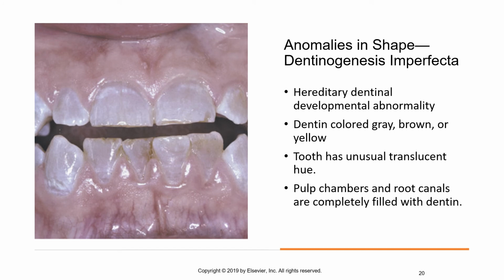So now we have dentinogenesis imperfecta. So what do you think that is? We had amelo, which was enamel. Now we have dentinogenesis imperfecta. And this is going to be hereditary. It's a dentinal developmental abnormality. It's when the dentin is going to be gray, brown, or yellow.